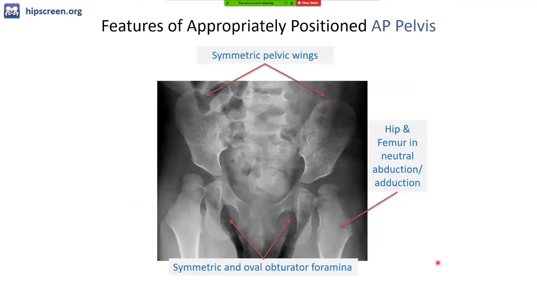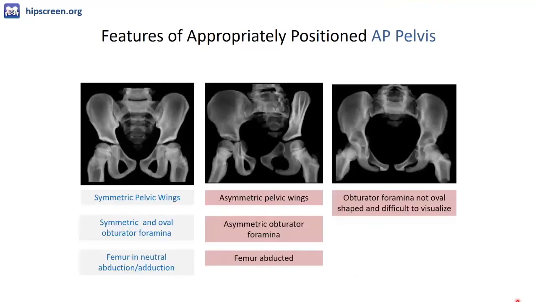Here are some of the features of an appropriately positioned AP pelvis X-ray. There should be symmetric pelvic wings, a hip and femur that's held in neutral abduction or adduction, and symmetric and oval obturator foramina. The pelvis on the far left has all of these features.